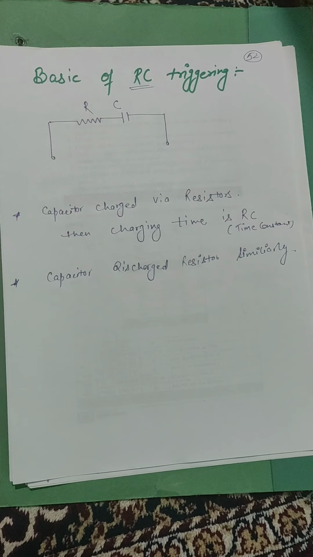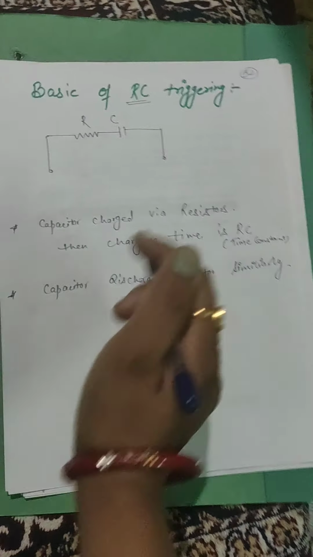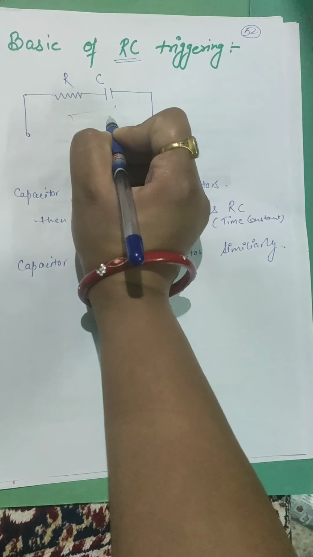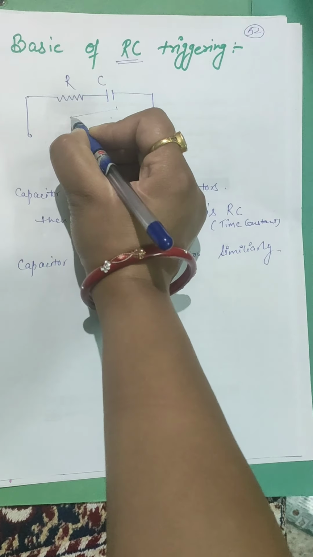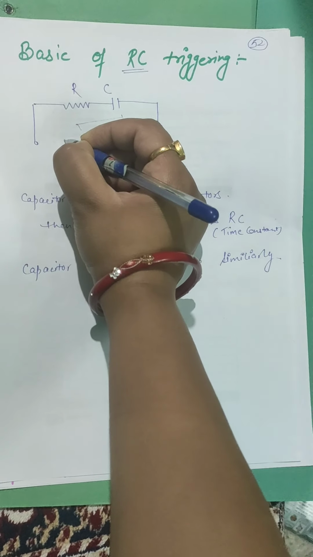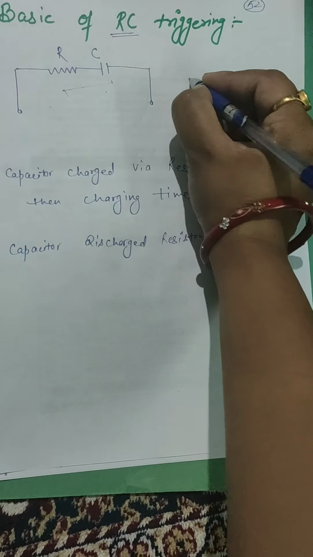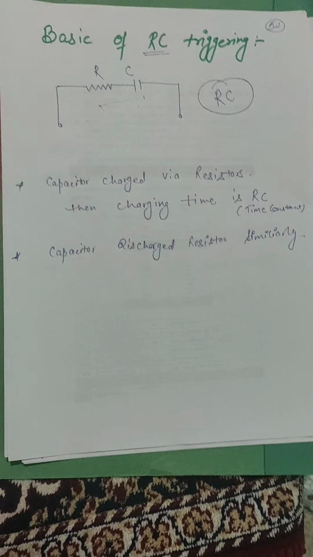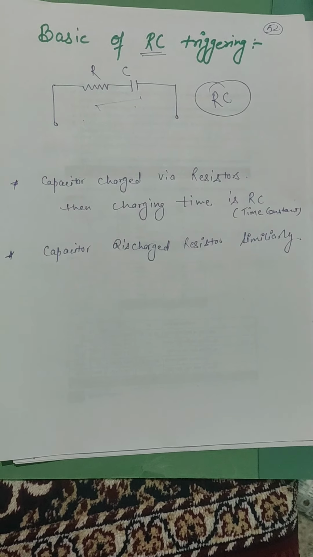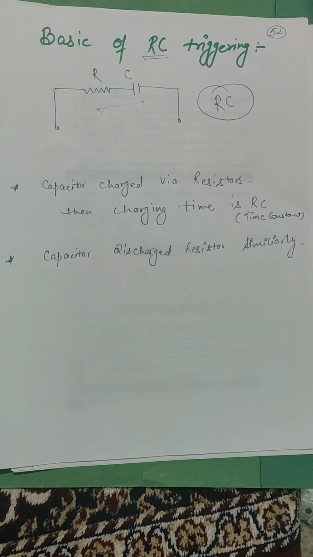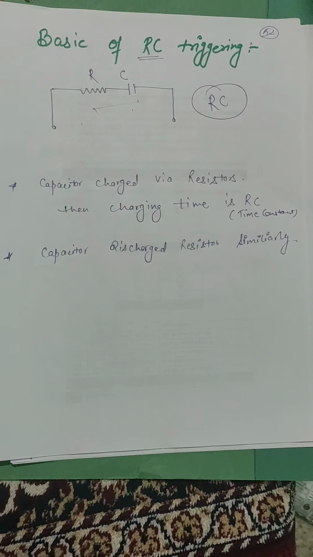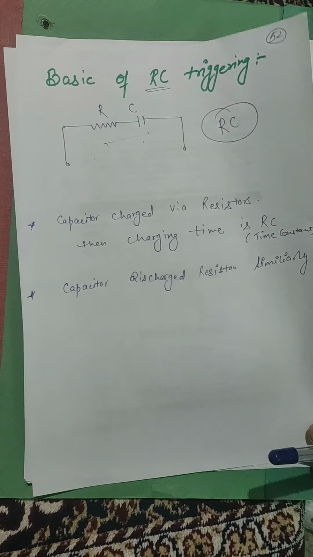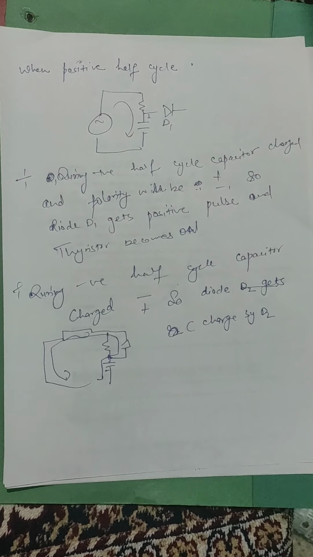Basically, in resistor capacitor triggering, the resistor and capacitor are used in series. The capacitor is charged and discharged through the resistor. The time constant for charging the capacitor is RC, and similarly the time constant for discharging the capacitor is RC. So this is the basic of RC triggering.